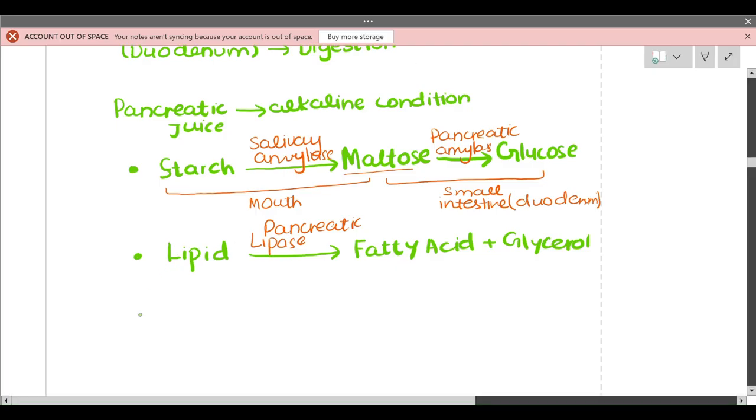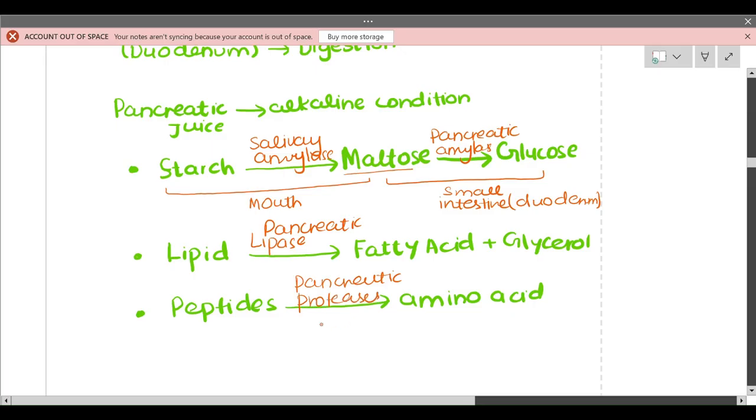Later on, another thing that we mentioned, the protein digestion was started in the stomach. It would complete here, and the peptides that were produced as a result of the action of pepsin in the stomach would be converted into amino acids. And the enzyme that would work here is pancreatic protease.